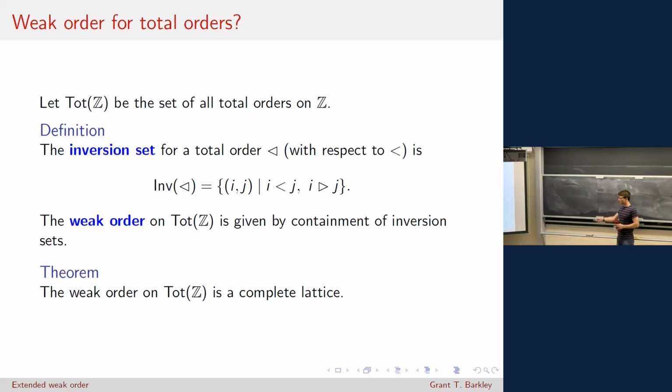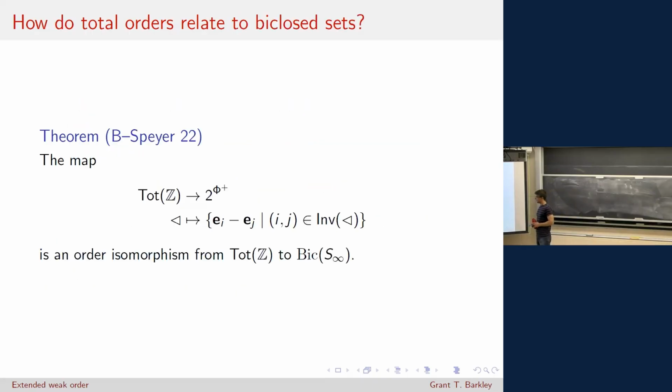Okay, so if I write tot of Z for the set of all total orders of the integers, I can talk about an inversion set. And then I define the weak order on total orderings of the integers to be containment of inversion sets. And then the theorem is that this is actually a complete lattice. And also that this complete lattice is the extended weak order for S infinity.